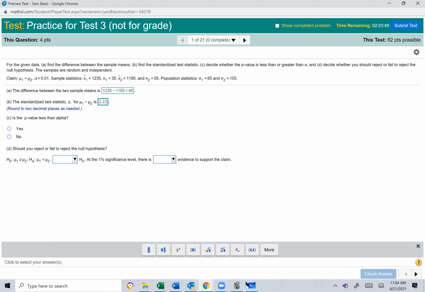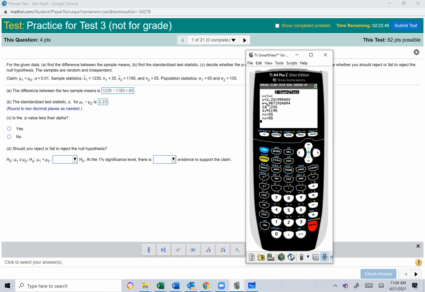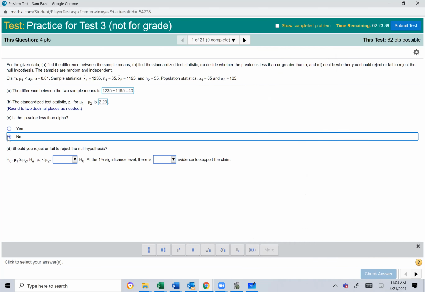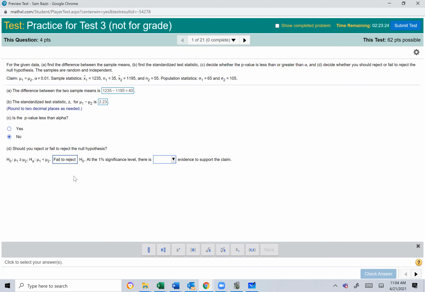Just put the value. Is the p-value less than alpha or more than alpha? Look at the p-value, guys. It's 0.98, so it's more than alpha. So is the p-value less than alpha? We say no, it's not. Should you reject or fail to reject the null hypothesis? Because the p-value is not less than alpha, we fail to reject the null hypothesis. So at the 1% level of significance, there is not enough evidence to support the claim. Every time you fail to reject H0, you say there is not enough evidence to support the claim, and that answers the question.